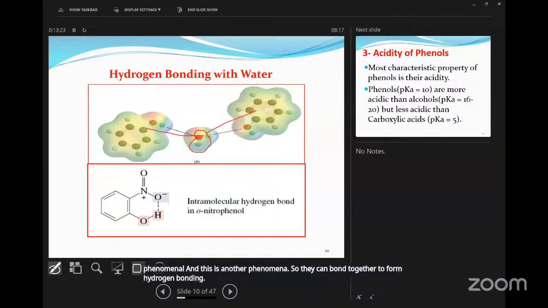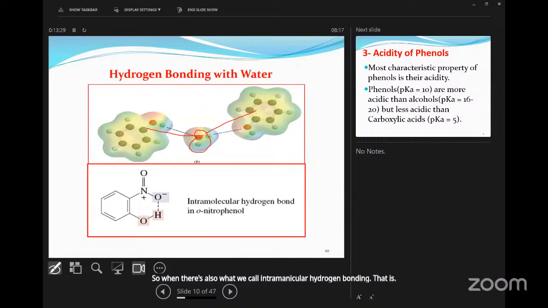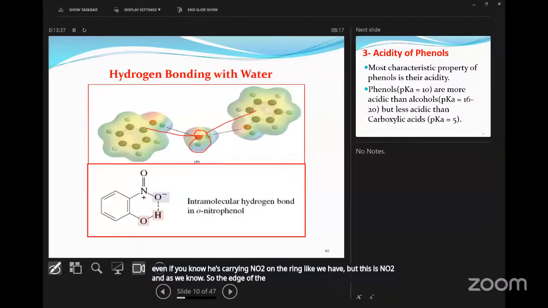Then there's also what we call intramolecular hydrogen bonding. That is, if the phenol is carrying NO2 on the ring like we have here, the H of the phenol can interact with one of the oxygens of the NO2 to form intra. The one we have up here is called inter, that is between two different molecules. The one up here is called intermolecular hydrogen bonding. Then the one in between, because the two substituents that are interacting to form the hydrogen bond are in the same molecule, is called intramolecular hydrogen bonding.